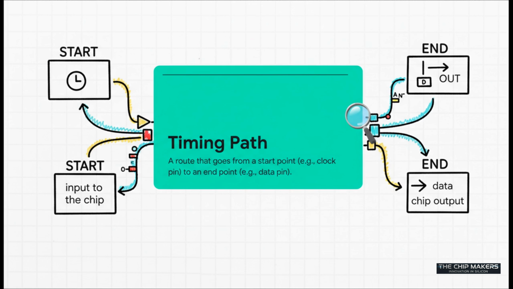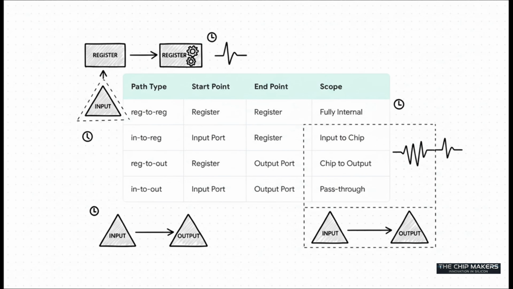It's one leg of the race. And STA is smart enough to group these into four main types. You've got your internal paths that go from one memory register to another. Then you have paths coming in from the outside world to a register, or going from a register back out to the world. And finally, you've got these simple paths that just go straight through from an input to an output. Every single one gets put on the map and checked.